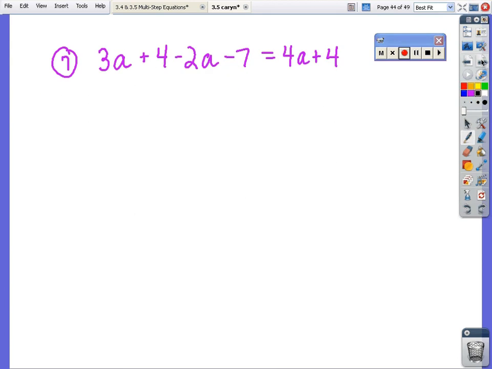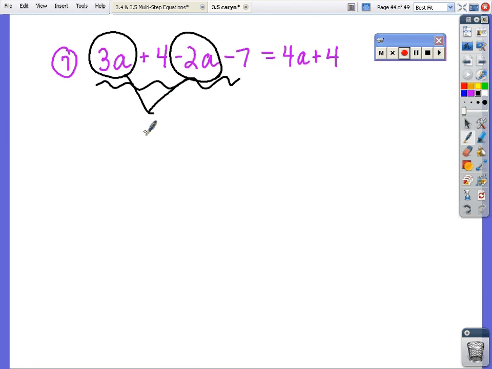First thing we're going to do is I noticed that there's a lot of stuff on this side of the equal sign that I could combine. I have a negative 2a and a positive 3a. Well, those could combine just to become 1a or just a. And 4 and negative 7 combine to be negative 3, which equals 4a plus 4.